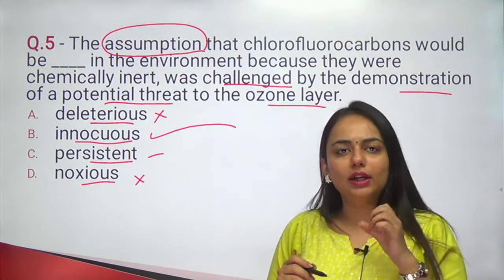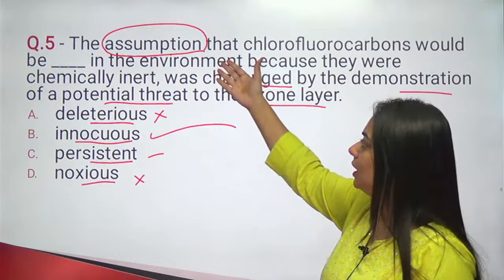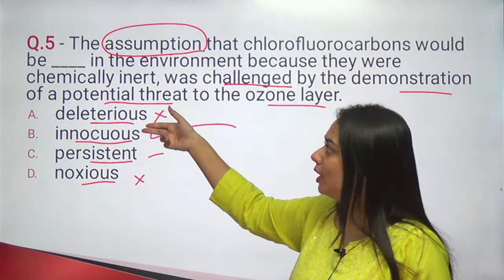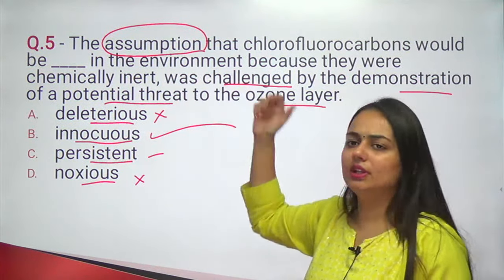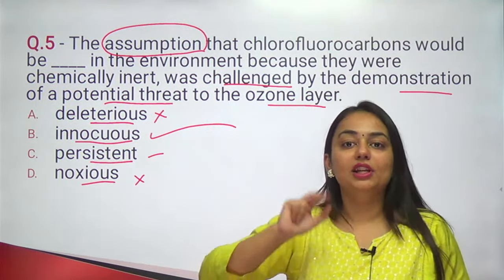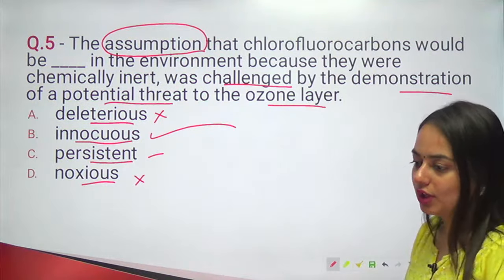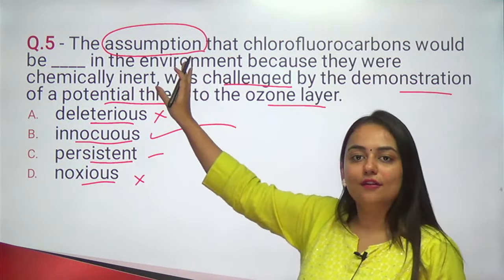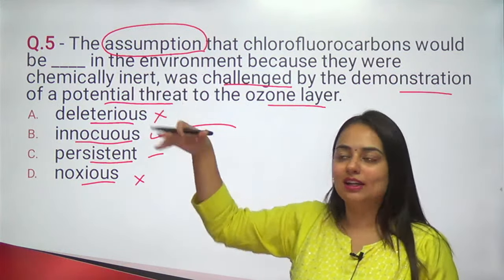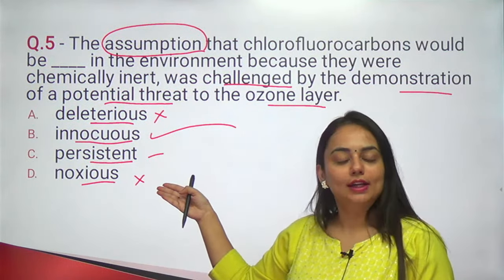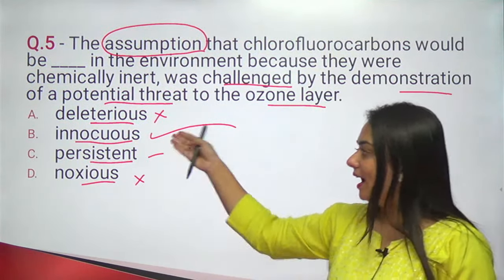So the assumption that was taken, that chlorofluorocarbons can be innocuous in the environment, that they are not harmful for the environment, was actually challenged later on. I hope this one is also clear. How to take hints from the question itself, act smartly, eliminate the option that cannot be the answer at all, and choose the right answer.